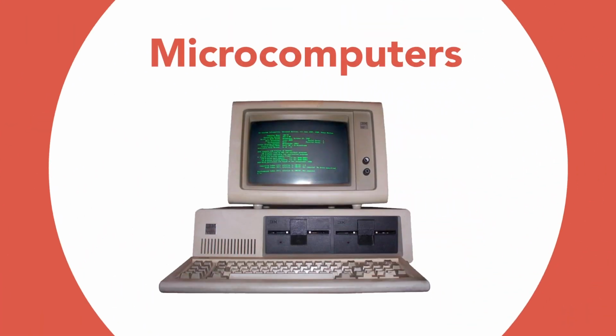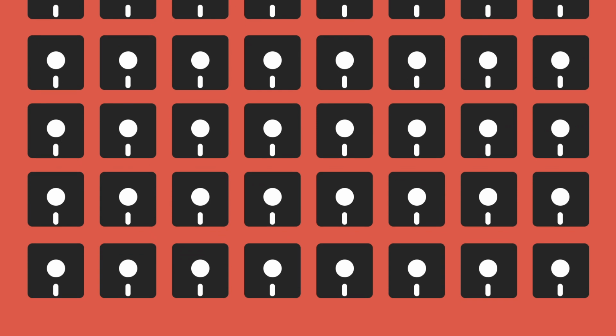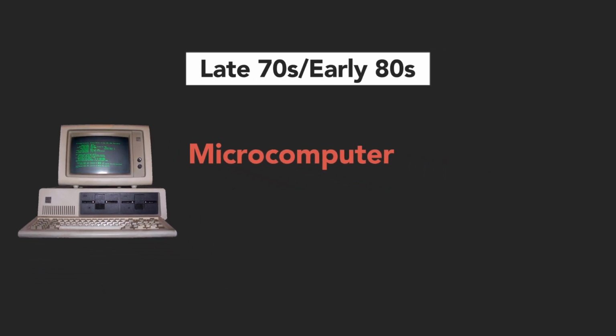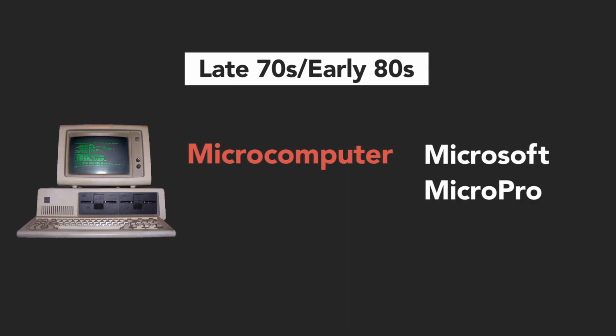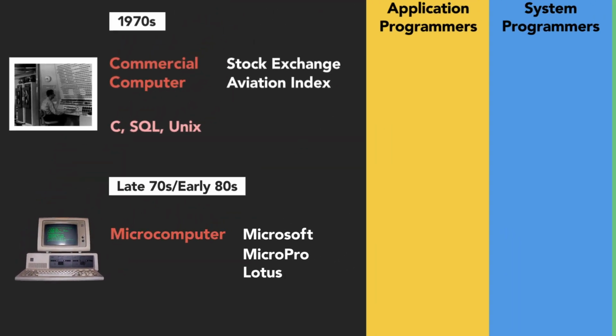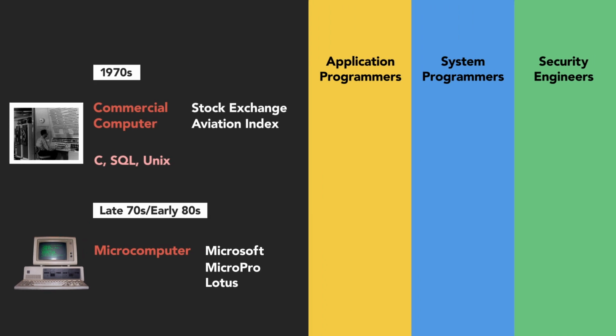But from the mid-70s, microcomputers mean companies can sell thousands of copies of programs without making the computers too. For the first time, it's possible for companies to buy and build software products. Word processing is the big opportunity here, so companies like Microsoft, MicroPro, and Lotus are leading the way. Roles-wise, while system programming has continued to be very important in big institutions, application programmers are where the real growth is happening, and cybersecurity continues to grow in the 80s with the advent of the personal computer.